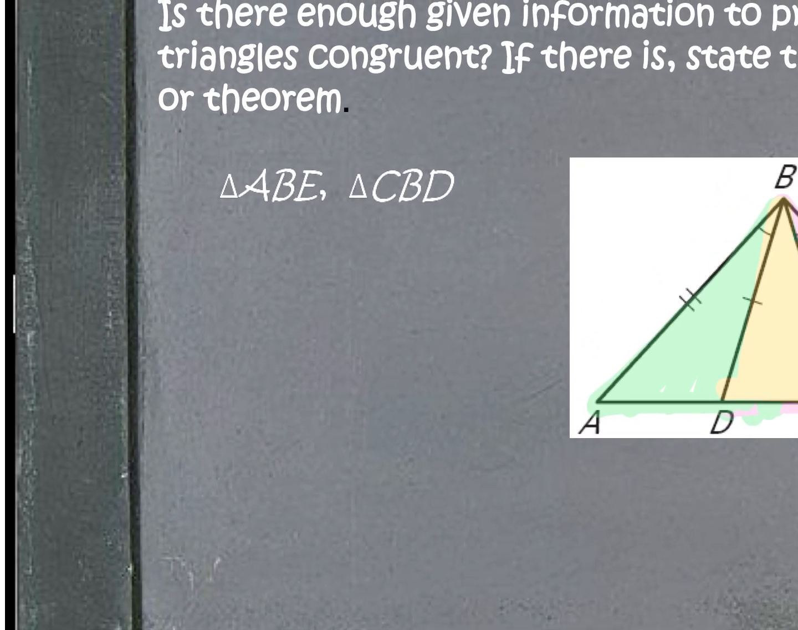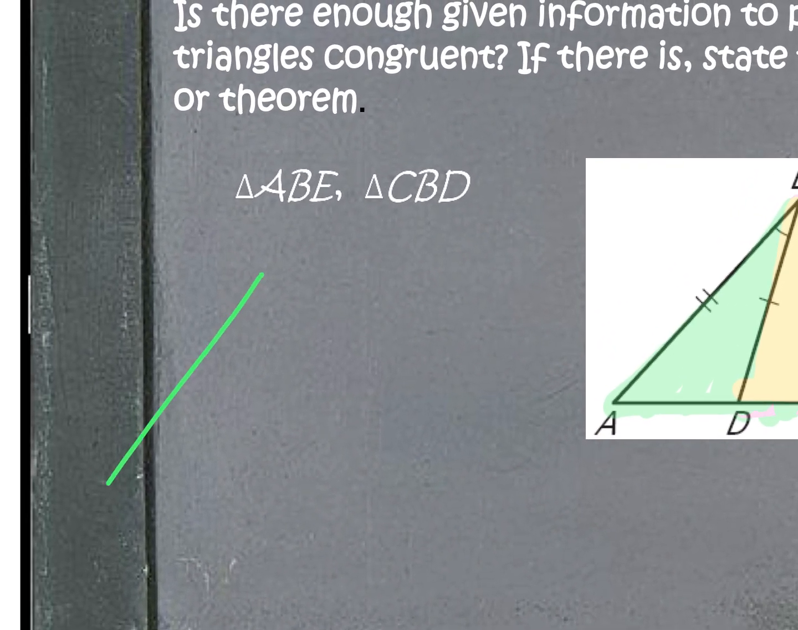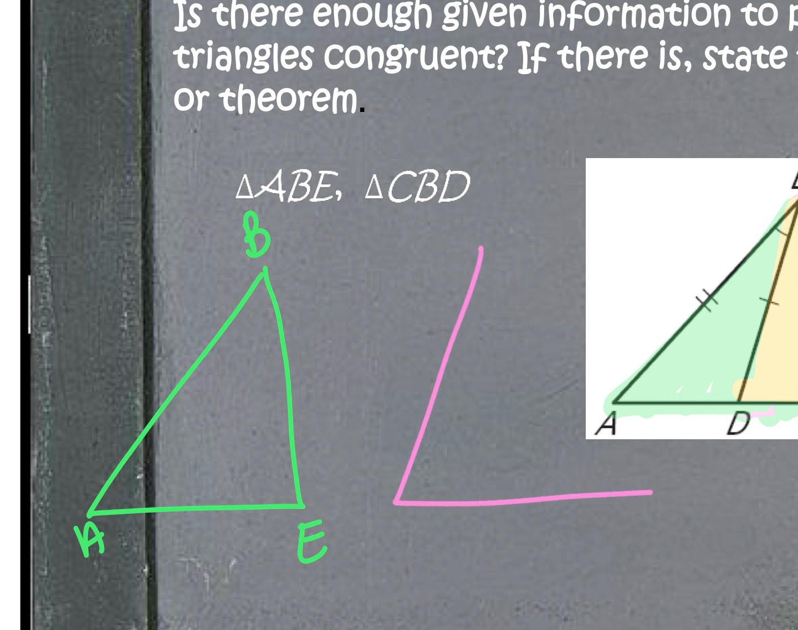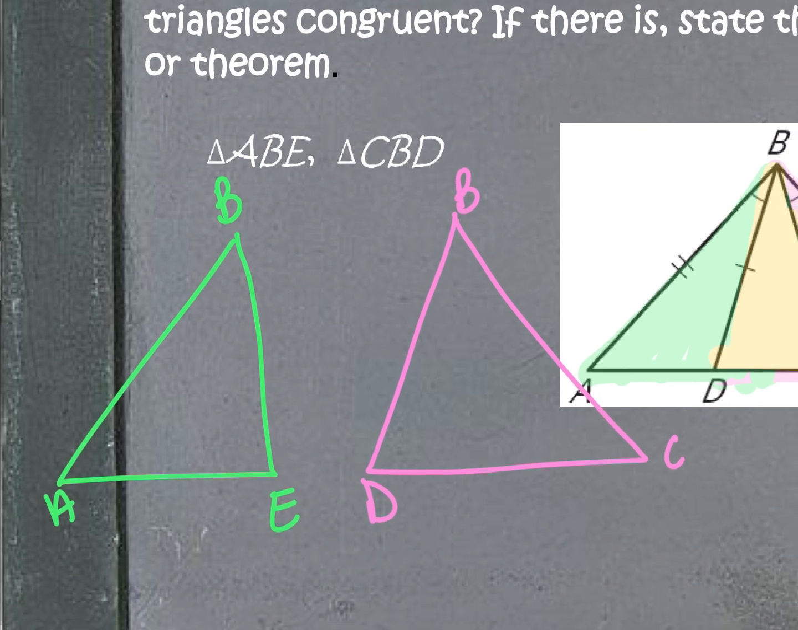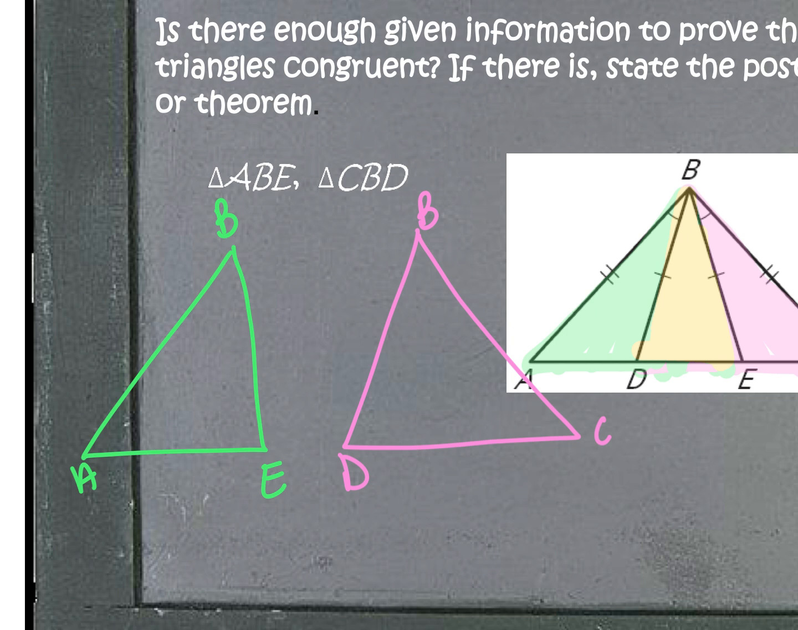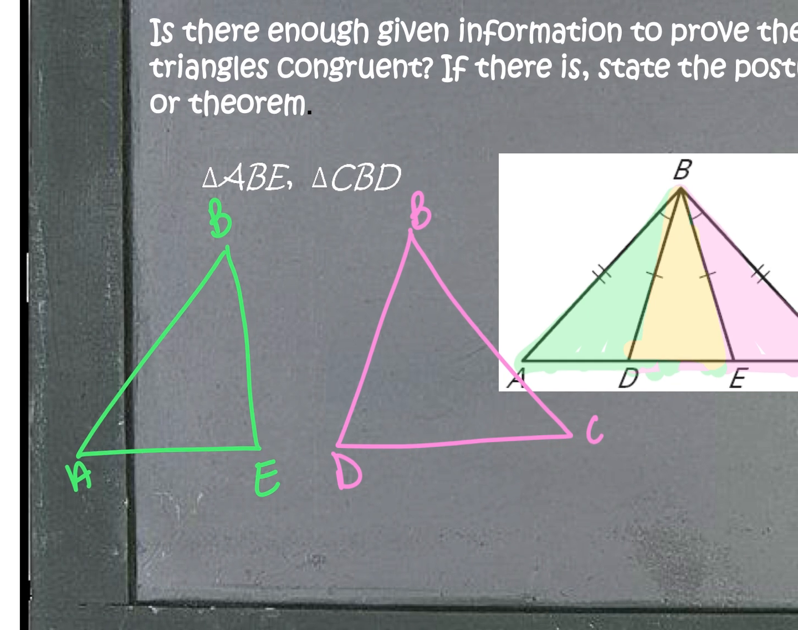I have this triangle right here. This is A, B, E. And then I have C, B, D. So a couple things I have in my triangles that I can mark. I have two congruency marks over here for A and B. And then I know that B and E are going to have one congruency mark.